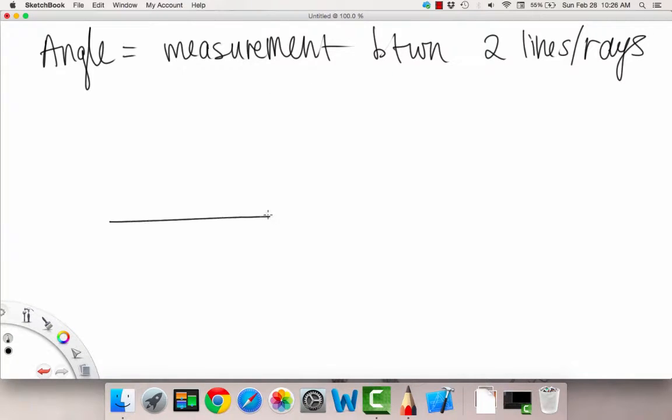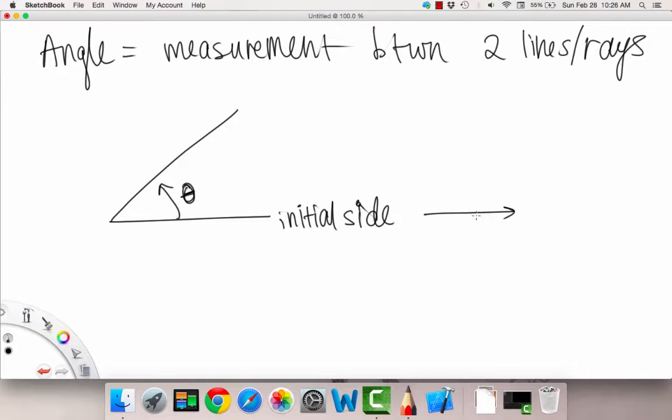We have the initial side, which is what it's called, and the terminal side, and then here's the angle part. It's usually denoted with a Greek letter called theta. So here I'll just label. This is the initial side. Initial just means this is where your angle starts, and traditionally it's drawn pointing horizontally to the right, like you see here. I can even draw an arrow there.